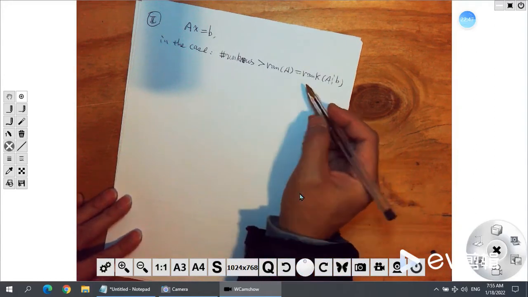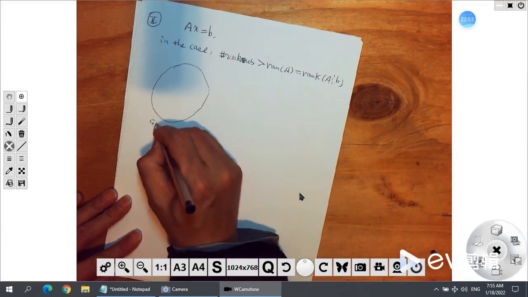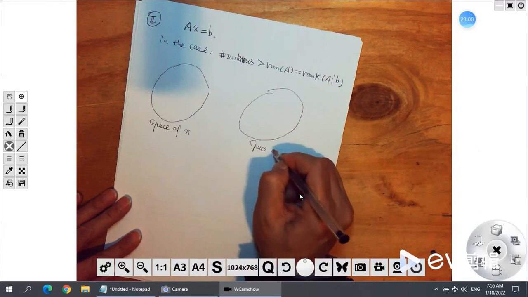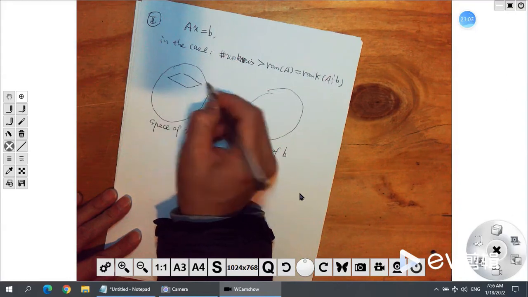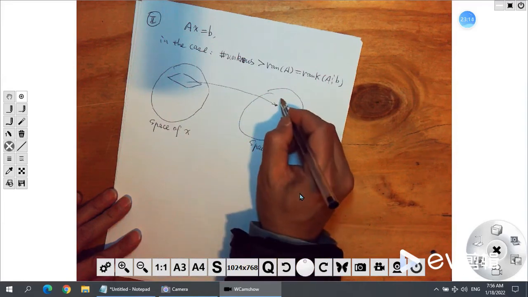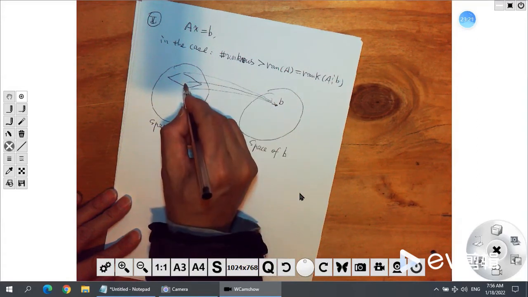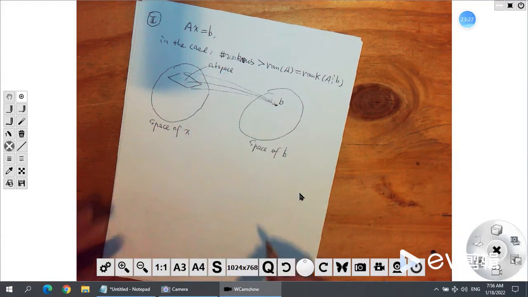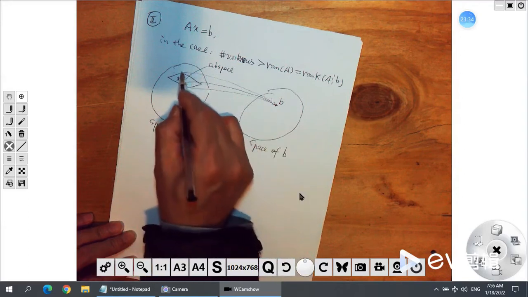This is the case like this. I still use a graph to show. So this is the space of X, and here is the space of B. You have a kind of thing like this. All of these will go to the single point B. All the X inside these, this is a kind of subspace. Every x inside this subspace will go to B. So you have infinite solutions.